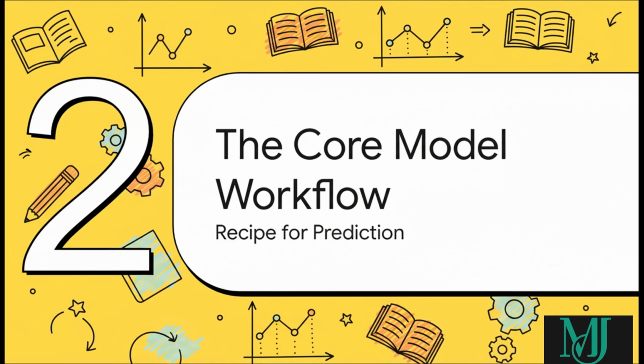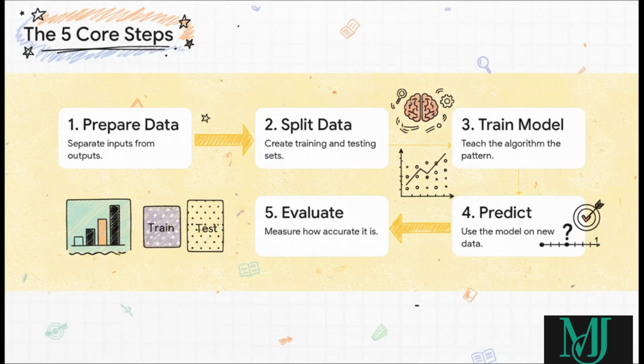So in the last video, we gave an example of predicting test score based on hours studied. Now building the model, we're going to follow what I like to call a core workflow. It's like a step-by-step recipe for prediction that you can use for all sorts of different machine learning problems. Our recipe has 5 main steps.